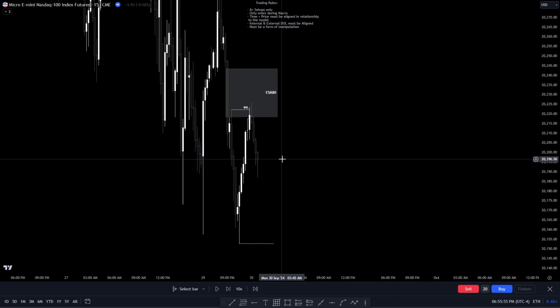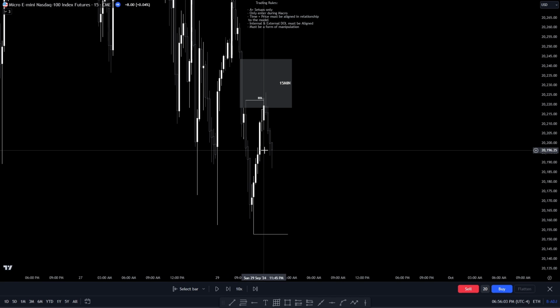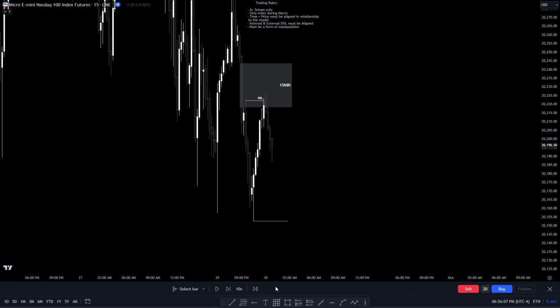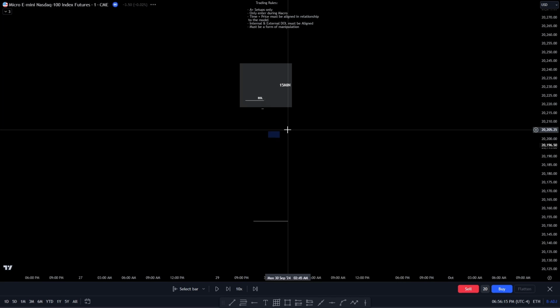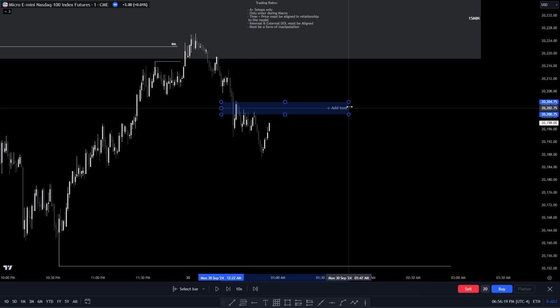So I saw us kind of displacing through this 15-minute fair value gap right here, which was good. I wanted to see that. I didn't want us to see us hold this. Okay. I saw us form this 15-minute fair value gap. I wanted to see price retrace back into it. Okay. So we'll mark this as a 15-minute.